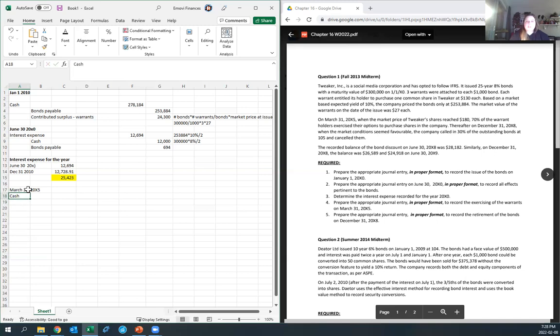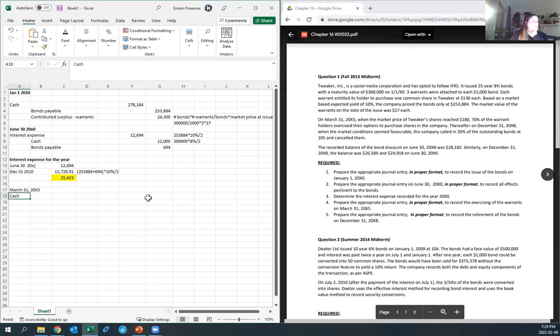The cash amount here, I'll put it here. I did 253,884 plus 694 times 10% divided by 2. So my book value, my increase in bonds payable for the year.